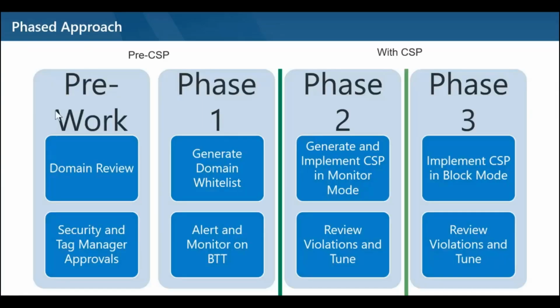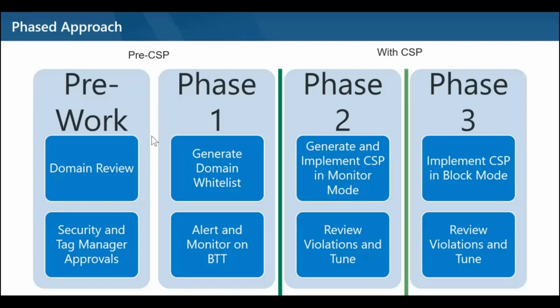So what does this overall process look like in Blue Triangle? It's really a phased approach, and in the beginning you're not really concerned with the CSP necessarily. We'll get to that a little later on. But what you're going to do is basically inventory the content on your site with Blue Triangle's real user and synthetic data collection, and you're going to review the domains that are loading on your site.